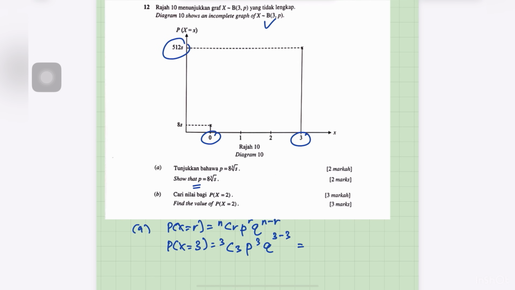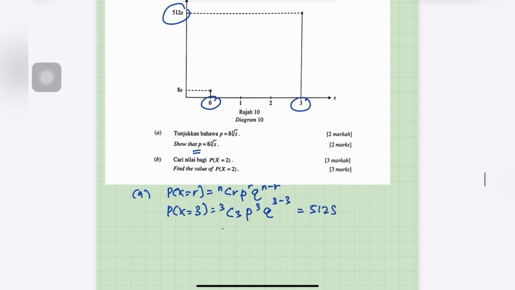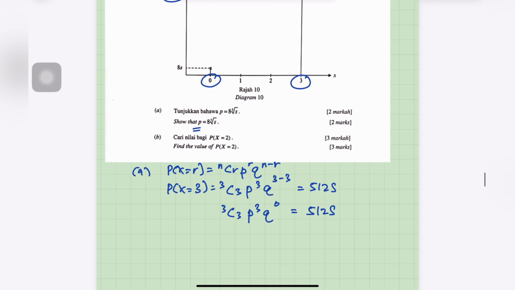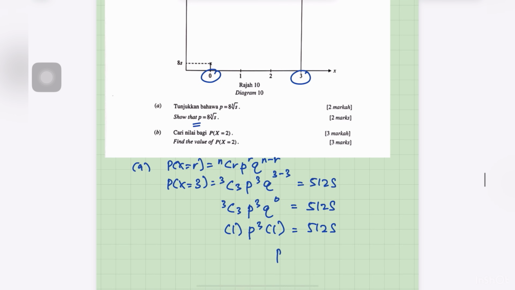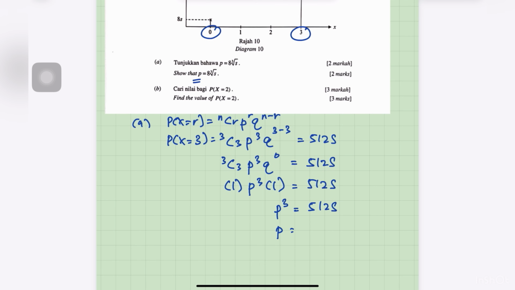We equate it with the probability, which is 512s. So 3C3 p to the power of 3, q to the power of 0 equals 512s. So these are each 1. So p cube times 1 equals 512s. So p cube equals 512s. Then we can take the cube root: cube root of 512s. The cube root of 512 is 8, and the cube root of s. So shown.